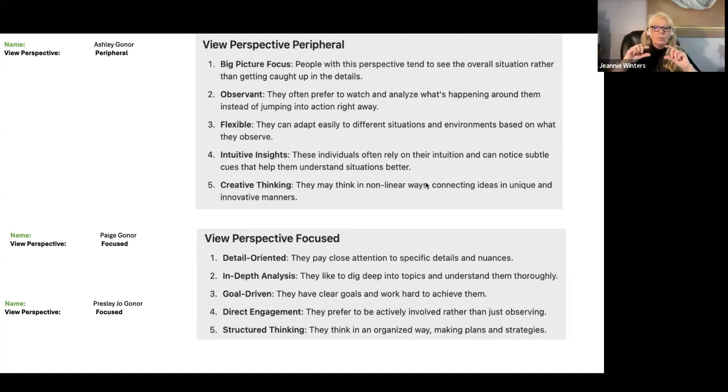I know that some of these overlap each other in different ways, but remember, that's why we separate them out into the four sections. So if you're talking about her digestion, one of them may be observer, but here they may be observed. Does that make sense? So don't get caught up. I wish they would use different words to make it easier, but they use the same words in different areas. And then structured thinking: they think in an organized way, making plans and strategies.